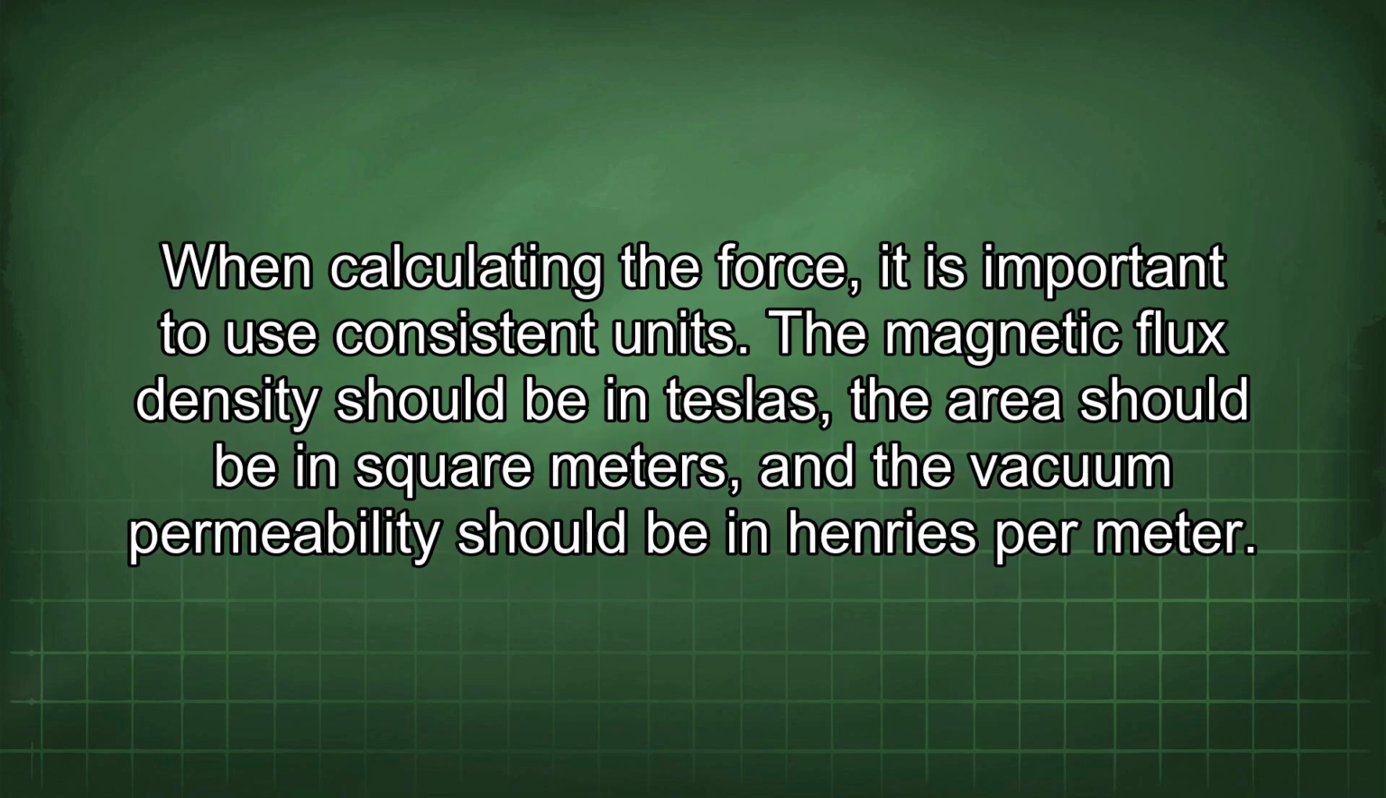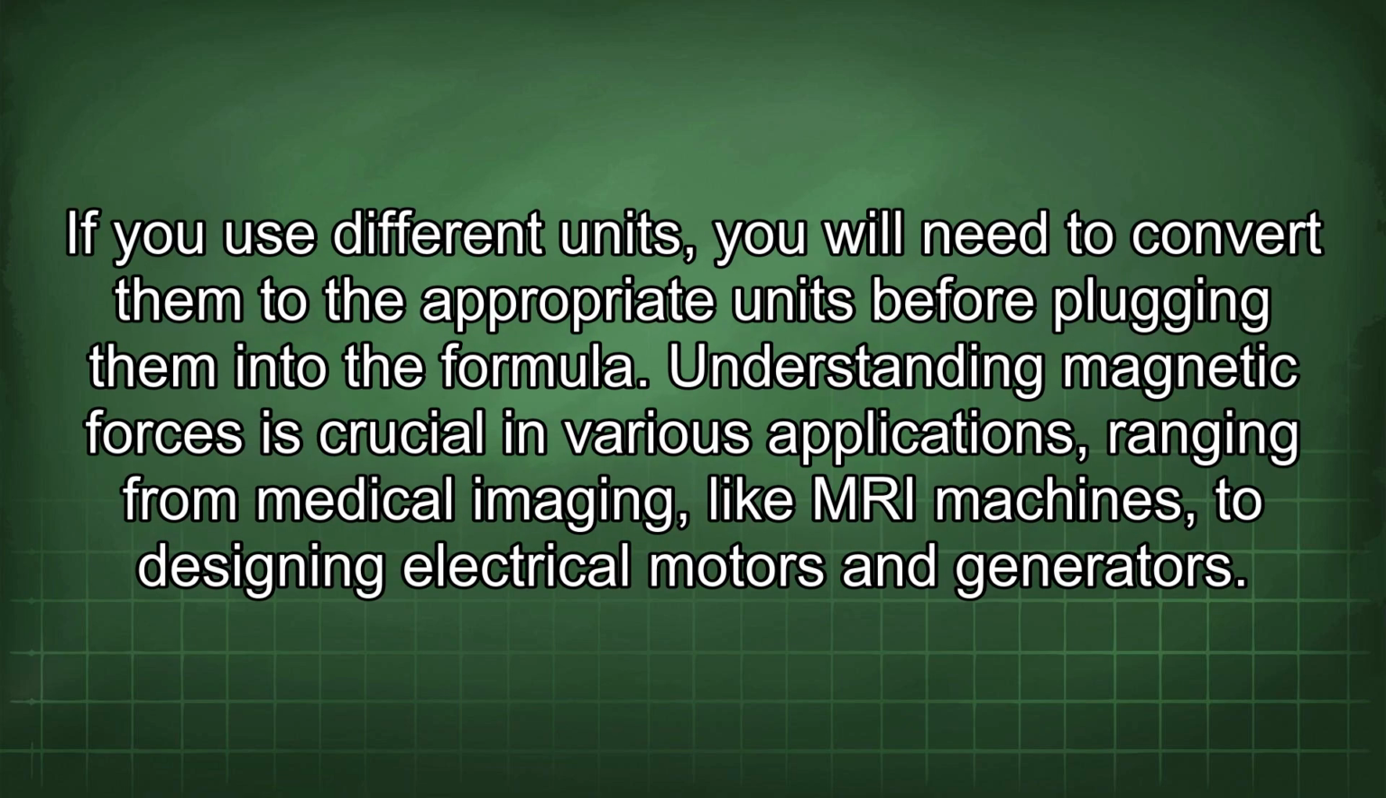When calculating the force, it is important to use consistent units. The magnetic flux density should be in Teslas, the area should be in square meters, and the vacuum permeability should be in henries per meter. If you use different units, you will need to convert them to the appropriate units before plugging them into the formula.